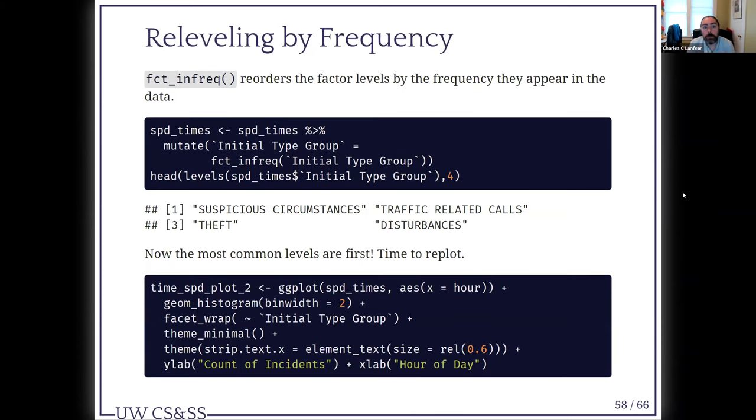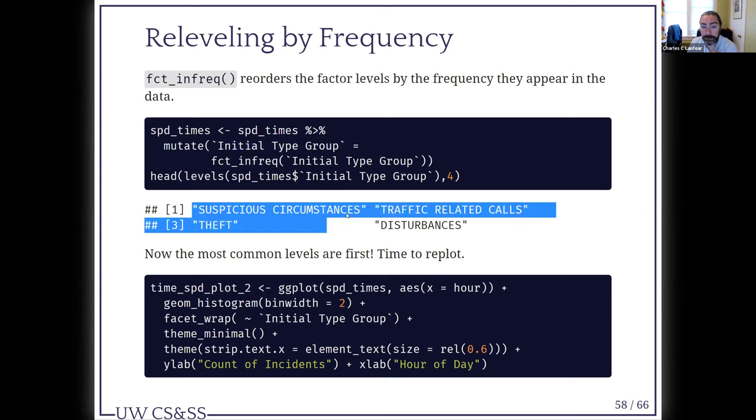Okay, so maybe what we want to do is re-level our factor by the frequency it appears in the data. There's a convenience function in forcats to do this. If I say, take my SPD times data and then mutate initial type group equals fct_infreq of initial type group, this is going to reorder the factor levels. So the new factor level 1 of initial type group is the thing that is observed most in the data set. What initial type group is the most common?